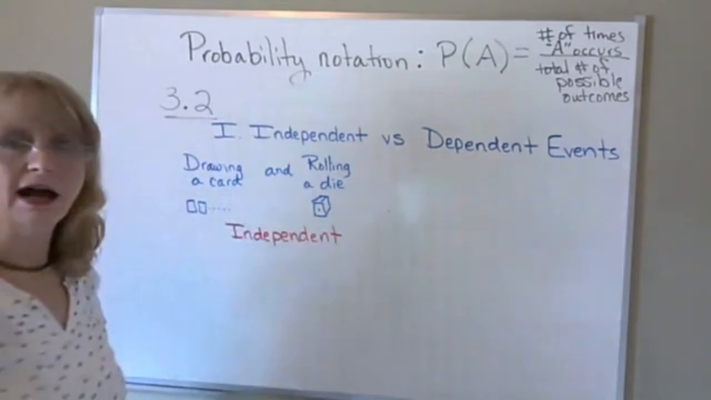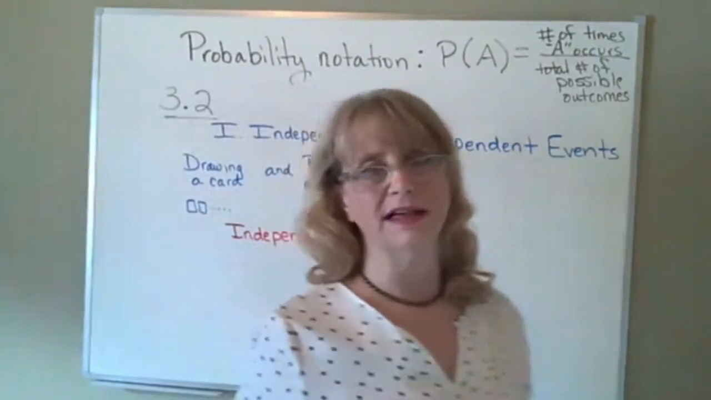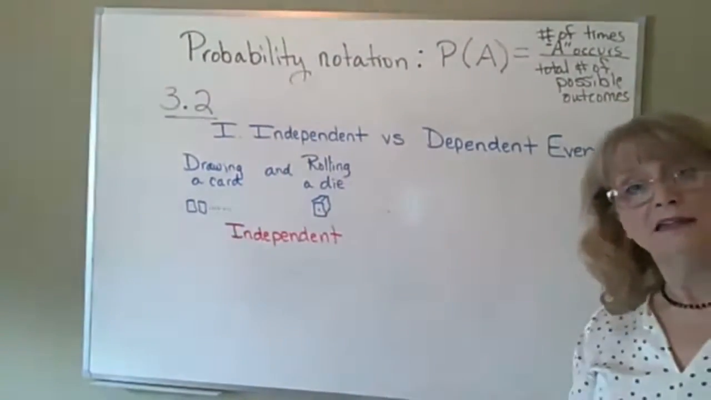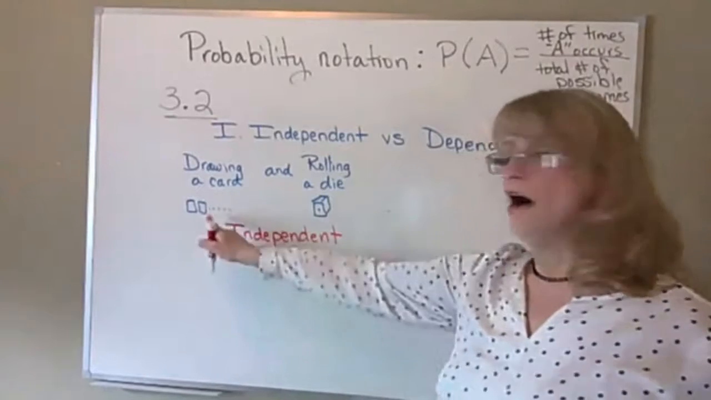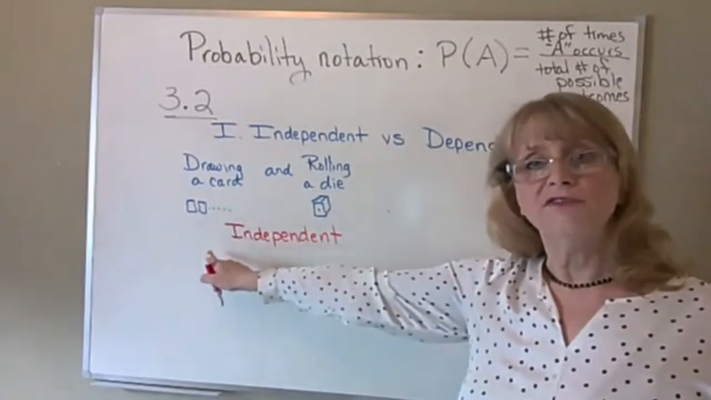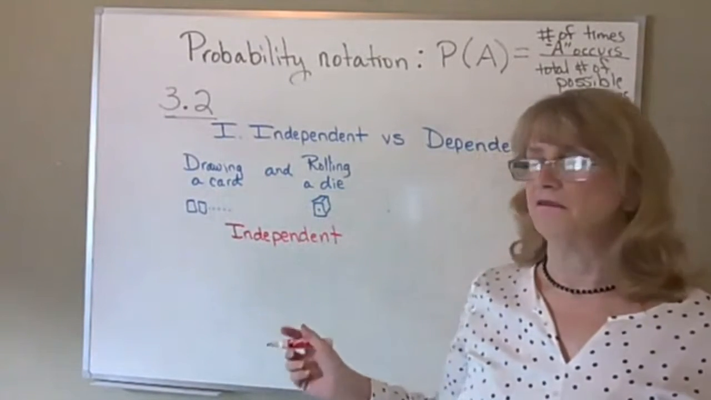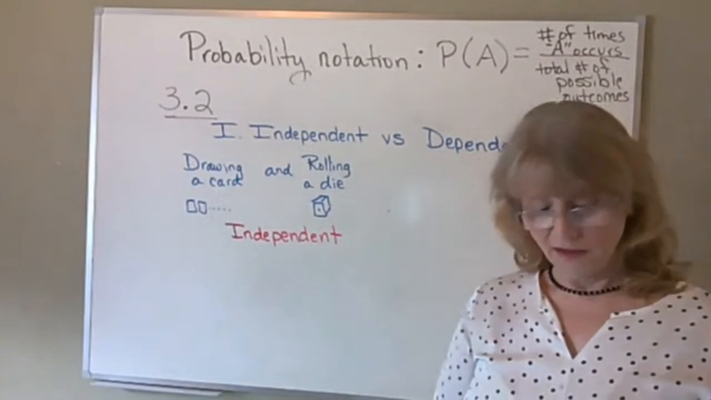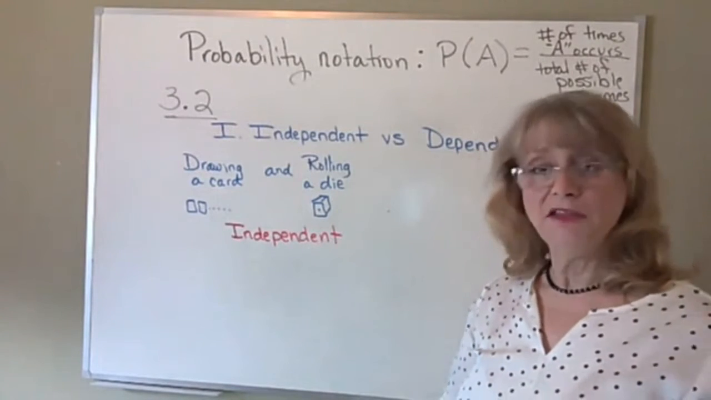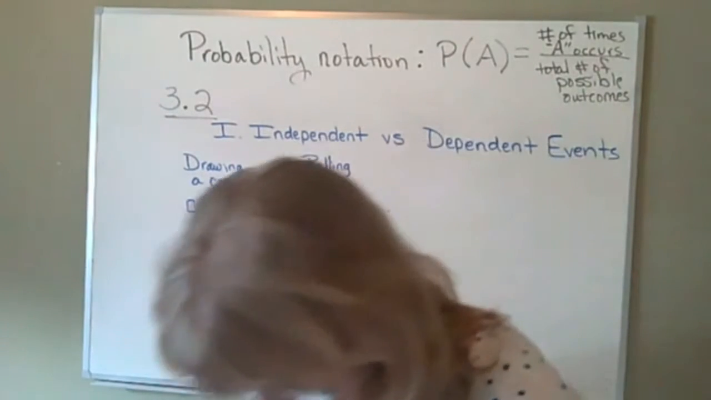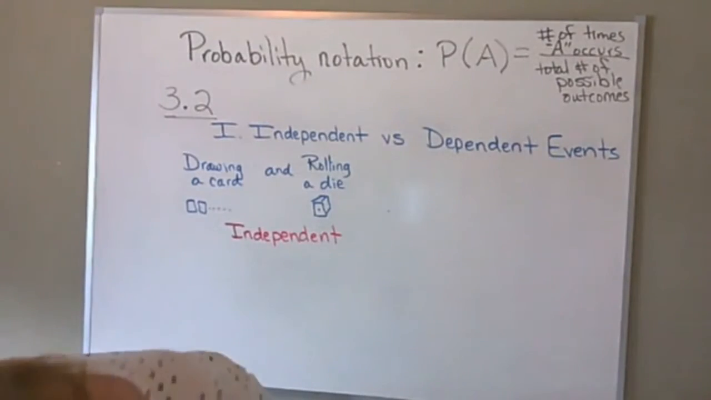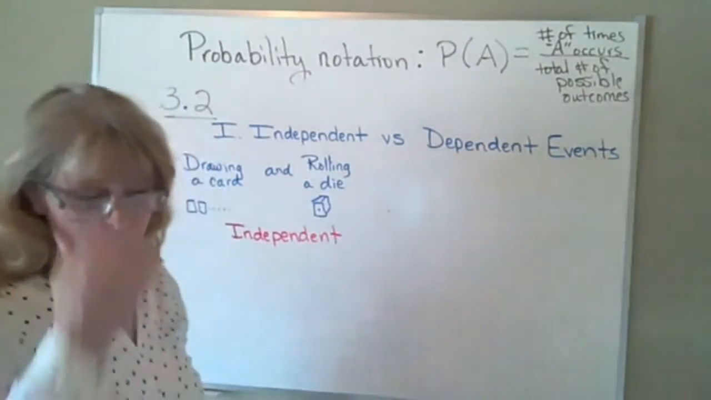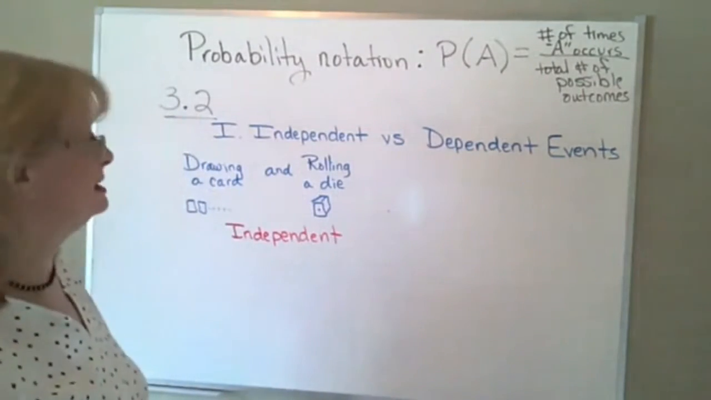Drawing a card and rolling a die, those would be independent events. They are independent of each other. The outcome of one does not affect the probability of the other at all. All right? Some other examples of things that are independent. Well, we'll decide whether it's independent or dependent.